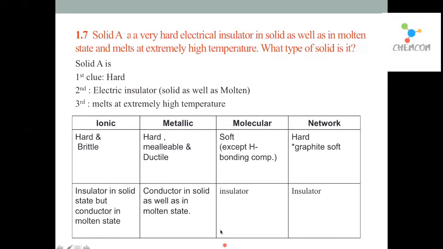On the next clue, electrical insulator in solid as well as molten state, that means ionic solid is left out. So only metallic and network are left. And then the next clue is that it is an insulator. So the only option available is network. So hence the answer should be the network solid.